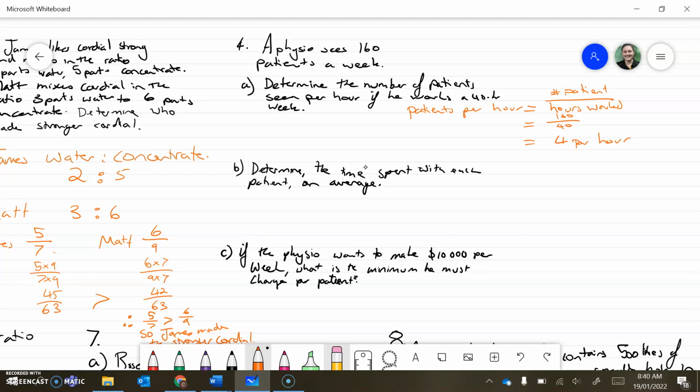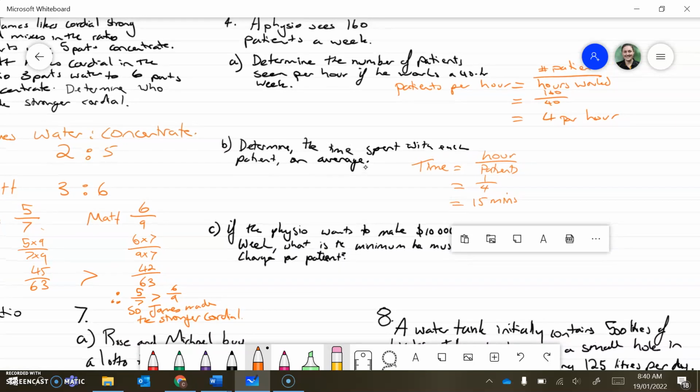Determine the time spent with each patient on average. So time equals an hour over the number of patients. So in 1 hour he sees 4 patients. So a quarter of an hour is 15 minutes per patient.